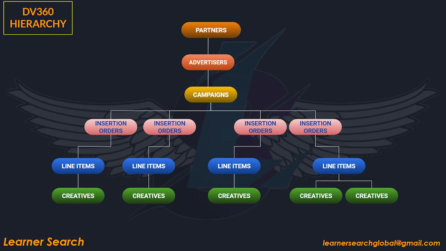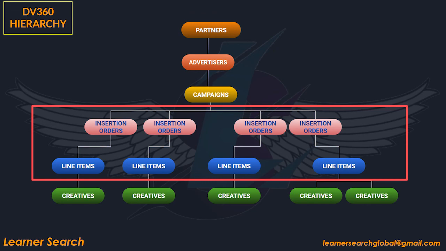Similarly, in the DV360 hierarchy, the top levels help with various access, permissions, linking, and other features, and so on. Only the IO and line item levels take control of the actual budget in DV360.